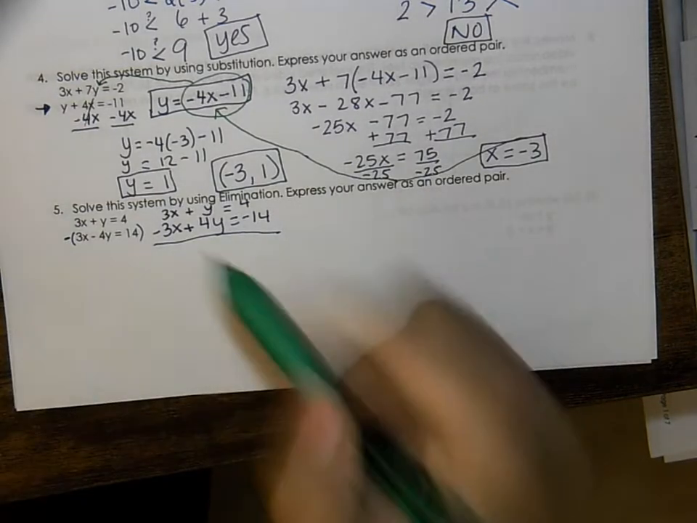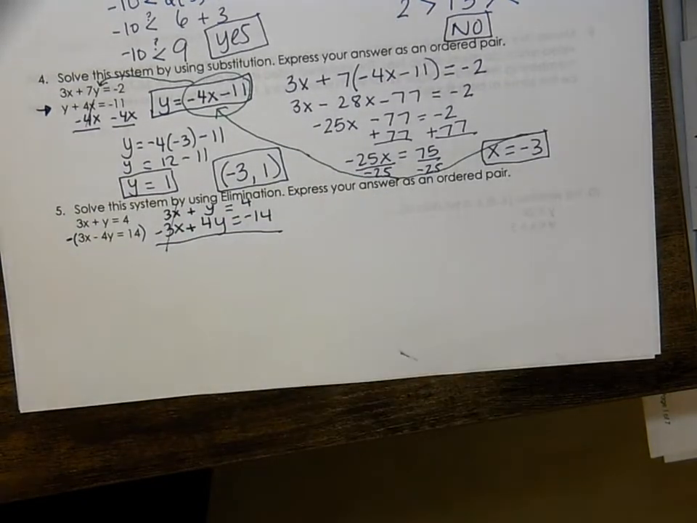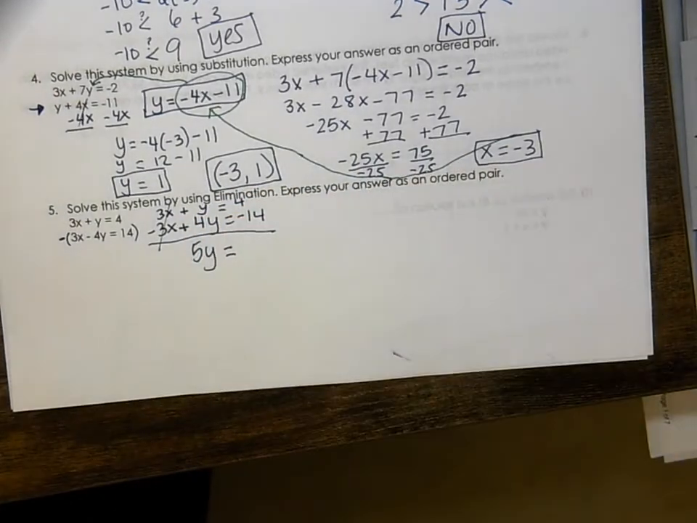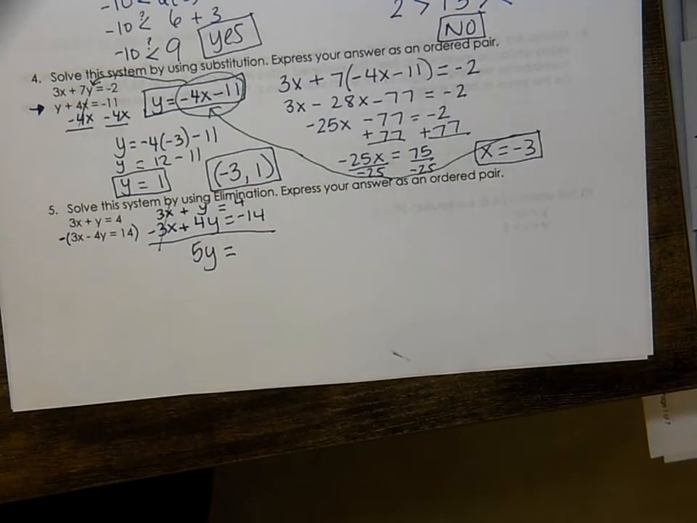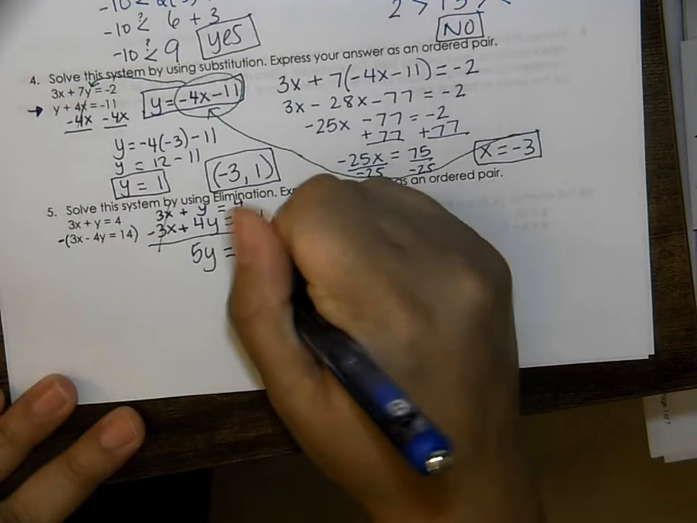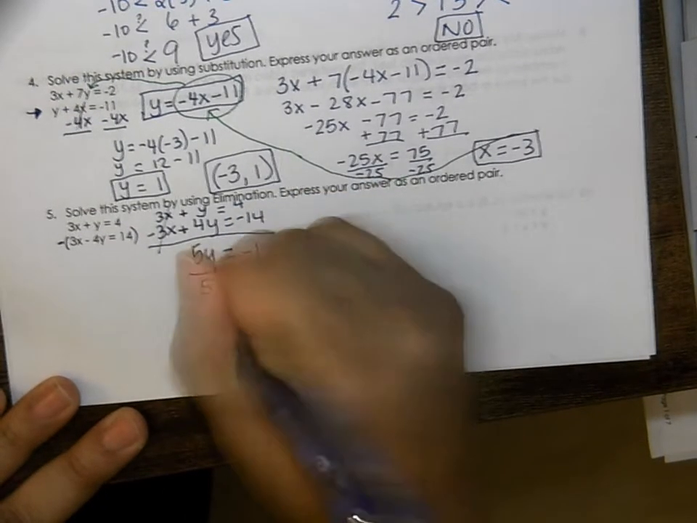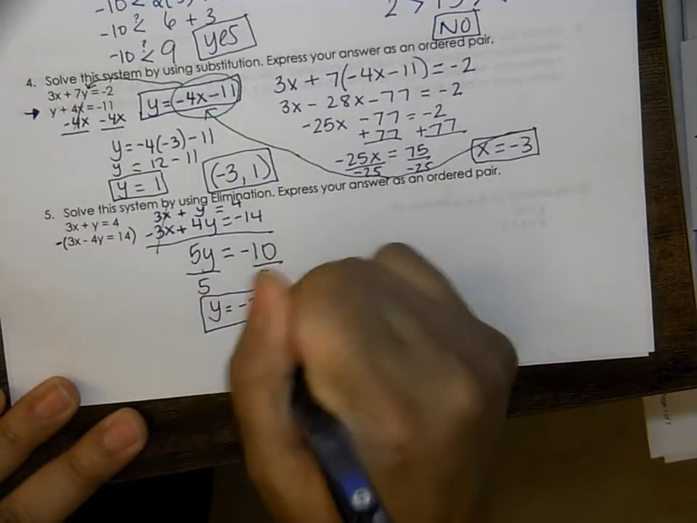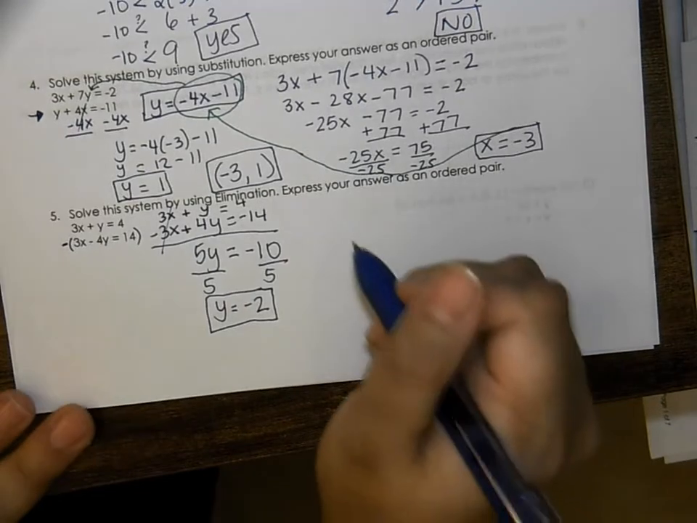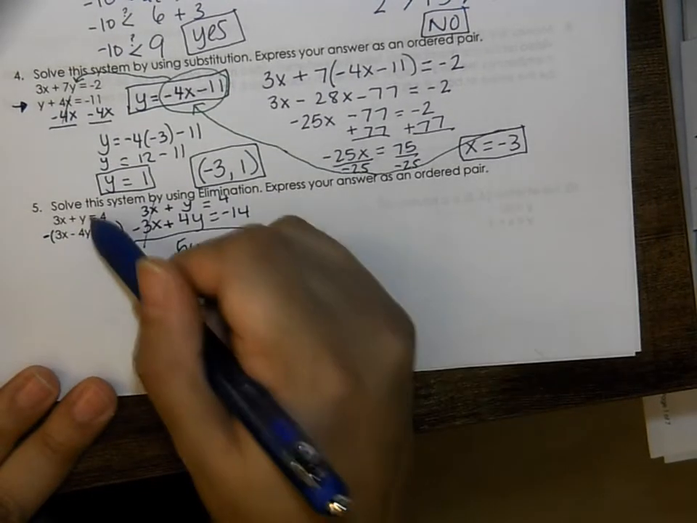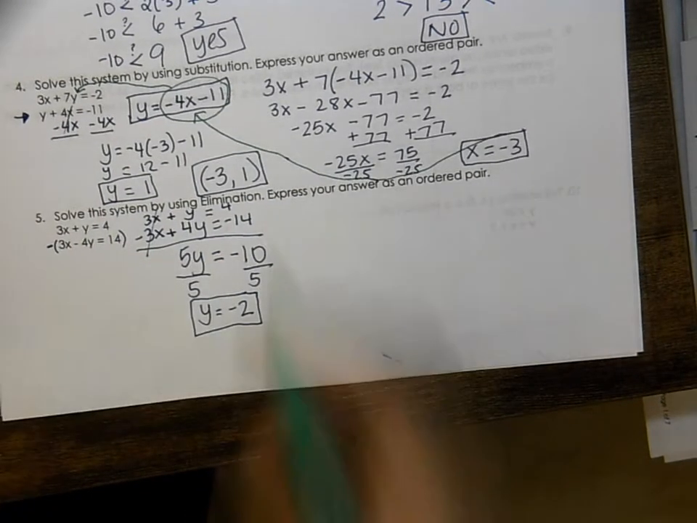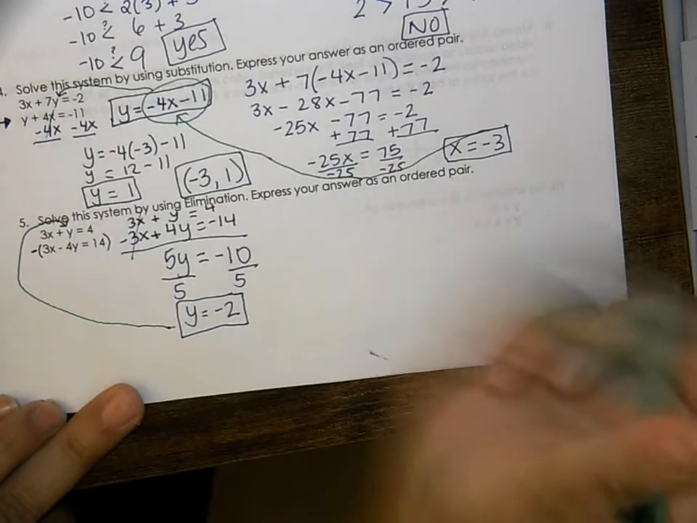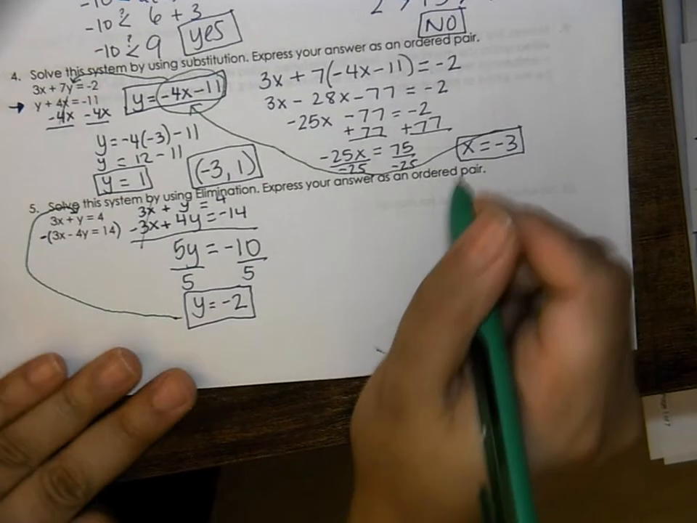So the 3x's are gone. The x's are gone. The y and the 4y becomes 5y. And the 4 and the negative 14 become a negative 10. And then divide by 5, and y equals negative 2. So I found my y. We're halfway there. And once I have my y, I go back into one of these two equations. I would recommend going into the first equation only because the y doesn't have any number attached to it, so it might be a little bit easier.